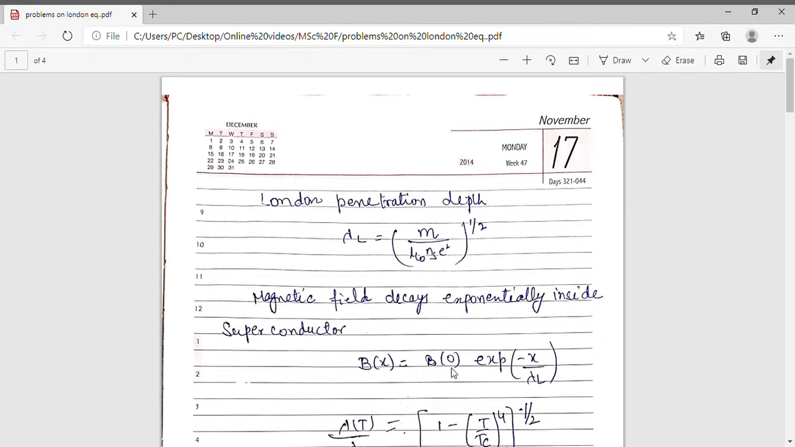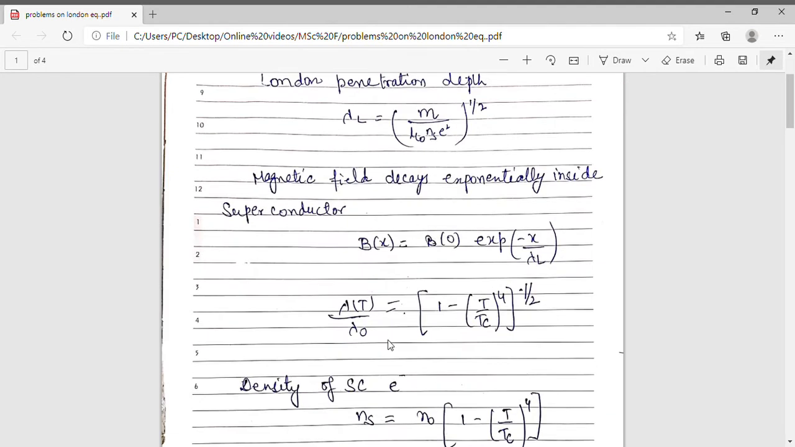Solving the expression, we have derived that the magnetic field inside the specimen, which is spread in the x region, has a value Bx equal to B0 exponential minus x upon lambda. That is, inside the specimen, the magnetic field will decay exponentially. And we have already derived the expression of London penetration depth, which is dependent upon temperature. We have found that lambda T upon lambda 0 equals (1 minus (T upon Tc) raised to the power 4) whole raised to the power minus half.